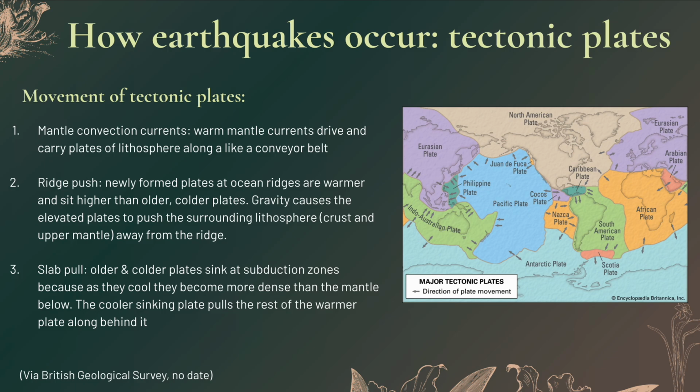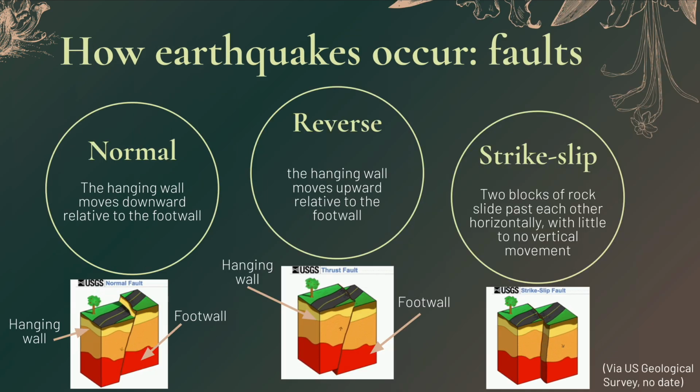And here is a map of the major tectonic plates. So faults: there's normal, reverse, and strike slip. Normal is when the hanging wall moves downward relative to the footwall. Reverse is when the hanging wall moves upward relative to the footwall. And strike slip means that two blocks of rock slide past each other horizontally with little to no vertical movement.